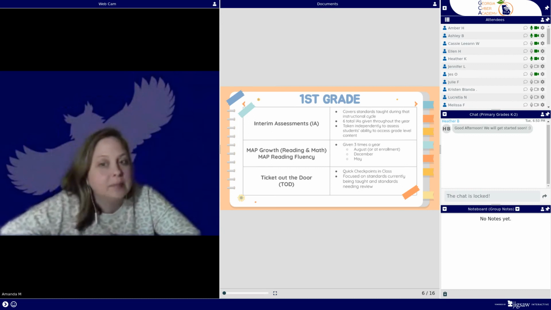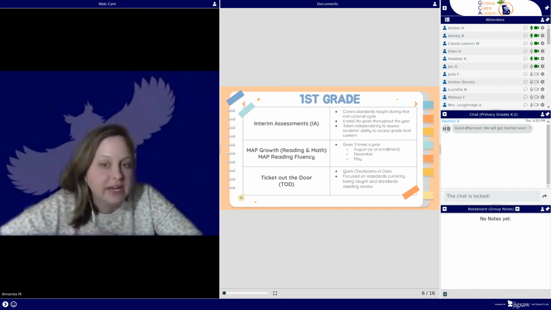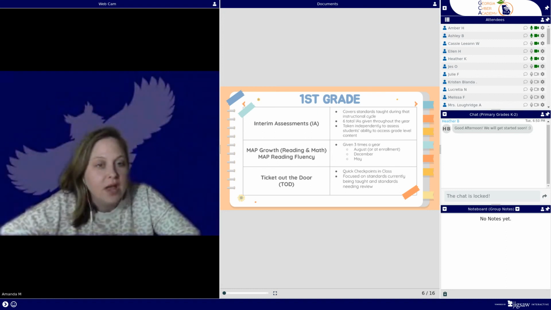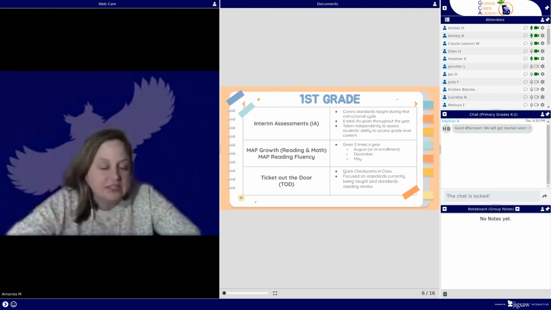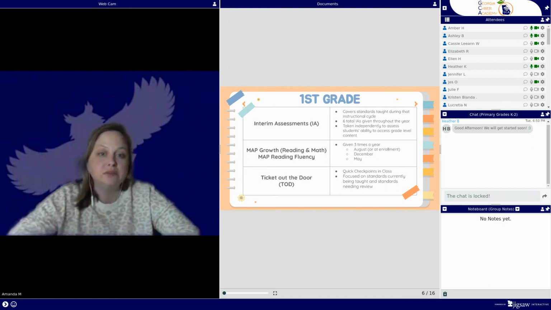These are taken independently to assess students' ability to access grade level content and curriculum. So that does include reading the test on their own, answering the questions on their own. We take these assessments in class so the teachers can monitor them, help with troubleshooting and anything like that. But these tests are completed independently by the student.